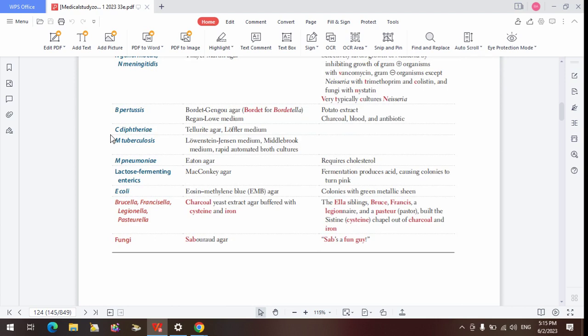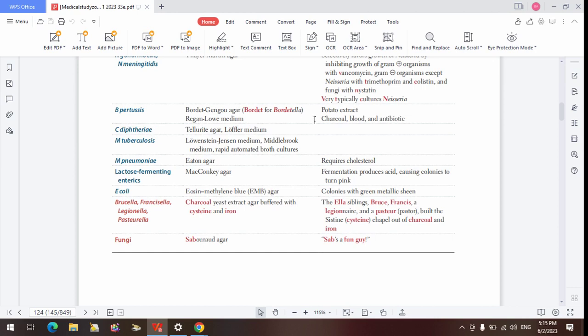The next one is Bordetella pertussis. So how do you want to grow Bordetella pertussis? From the name, you can get it. BP. So B, Bordet-Gengou. This is the first time you are seeing it, so you have to familiarize yourself with it. I don't expect you to remember it today, but with time you get used to it. Bordetella pertussis, Bordet-Gengou.